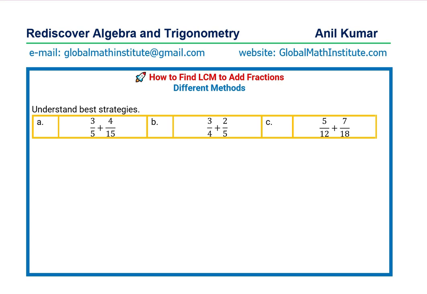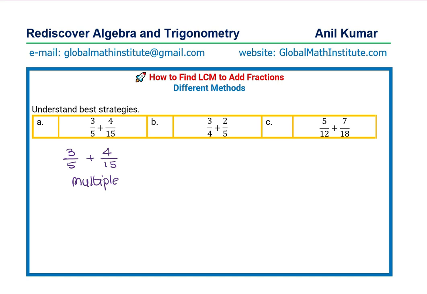We've taken three examples to illustrate the process. The very first one here is 3 over 5 plus 4 over 15. What do you notice? 3 over 5 plus 4 over 15. 15 is a multiple of 5. So in this case, we have a case of multiple. So the bigger number becomes the LCM.